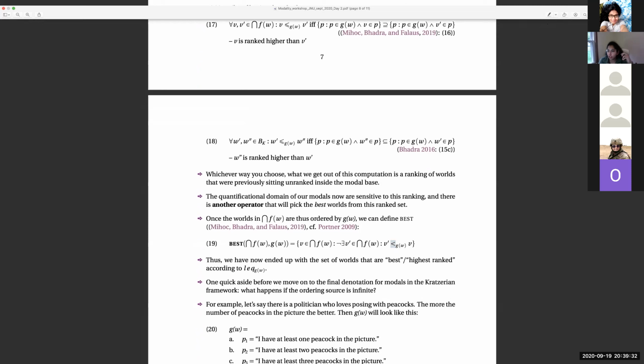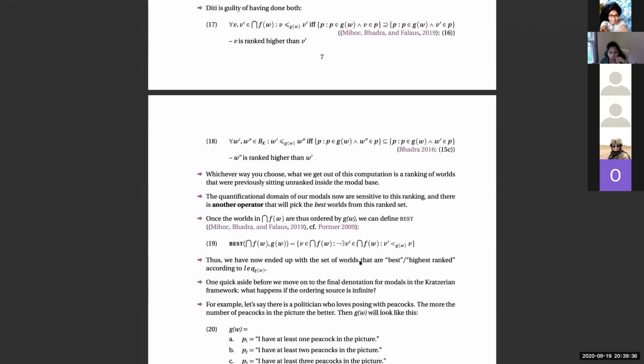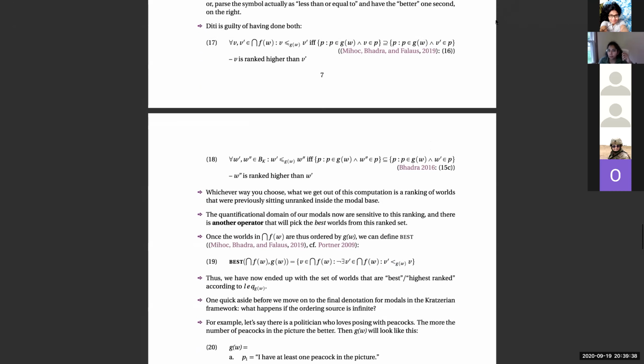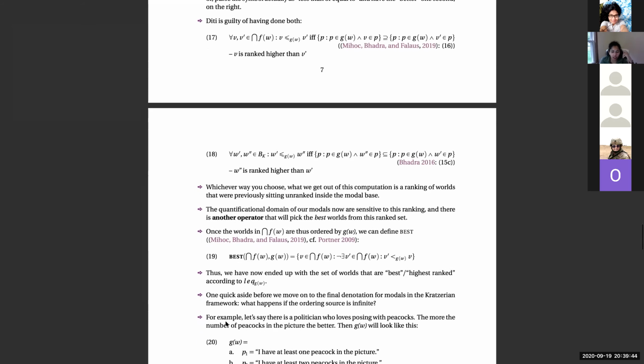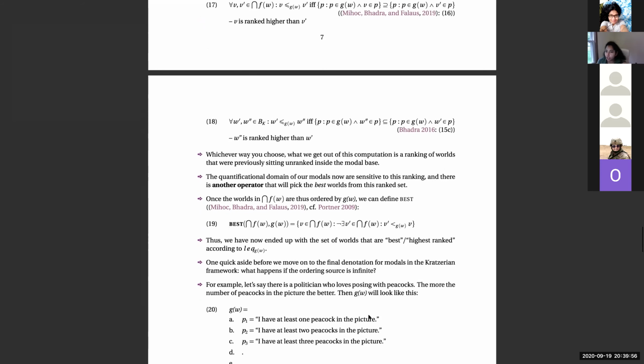We haven't looked at that yet, right? So we want the final denotation of the modal, but before looking at it, what happens if the ordering source is infinite? Okay, here is an example. Let's say there is a politician who loves posing with peacocks. The more peacocks in a picture, the better it is for this politician. So then their GW will look like this.